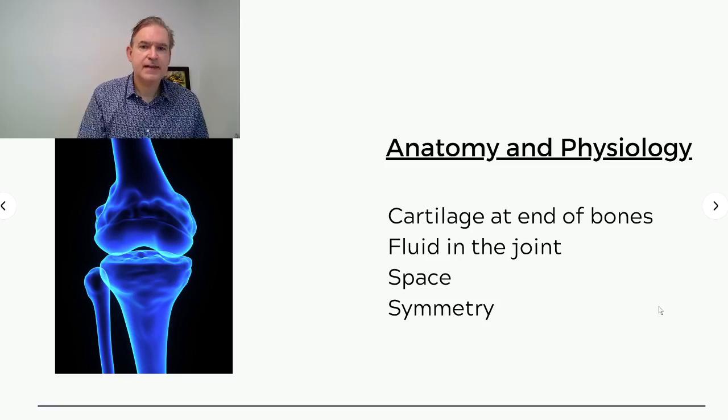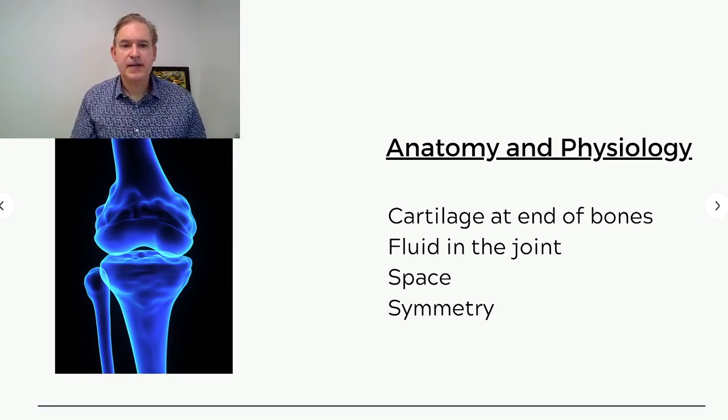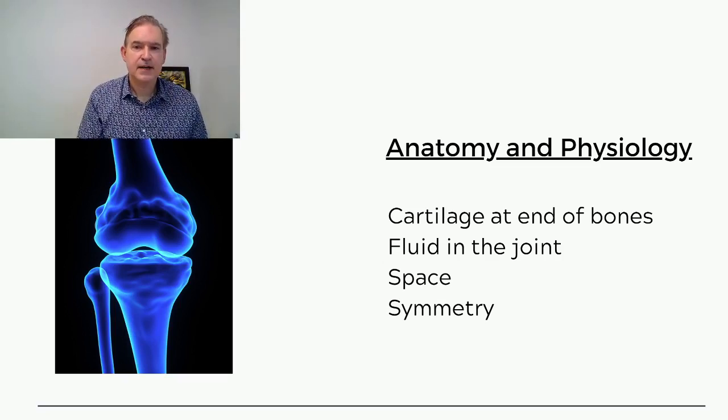So for the anatomy and the physiology of the joint, there's cartilage at the end of the bones, and this cartilage works like a shock absorber to protect the joint itself. There's fluid in the joint called synovial fluid to help you to be flexible, to move and bend and still give you lots of fluidity in the joint. There's quite a bit of space between the bones. And then there's symmetry, so the joints have a balance between right and left, and the body's designed for each joint to absorb a little bit of stress or strain.